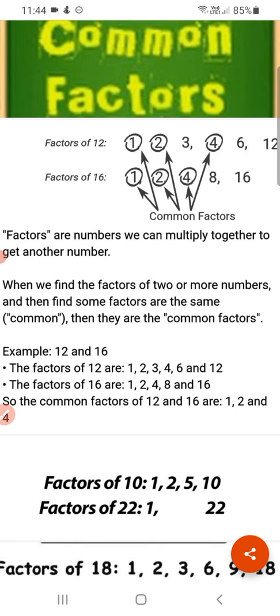Suppose we are taking 6 as 2 into 3. 2 multiplied by 3. 2 and 3 are factors of 6. When we find the factors of two or more numbers and then find some factors are the same, then we are getting a few numbers as same or common. Then they are the common factors of the given numbers. Let me explain this, children.